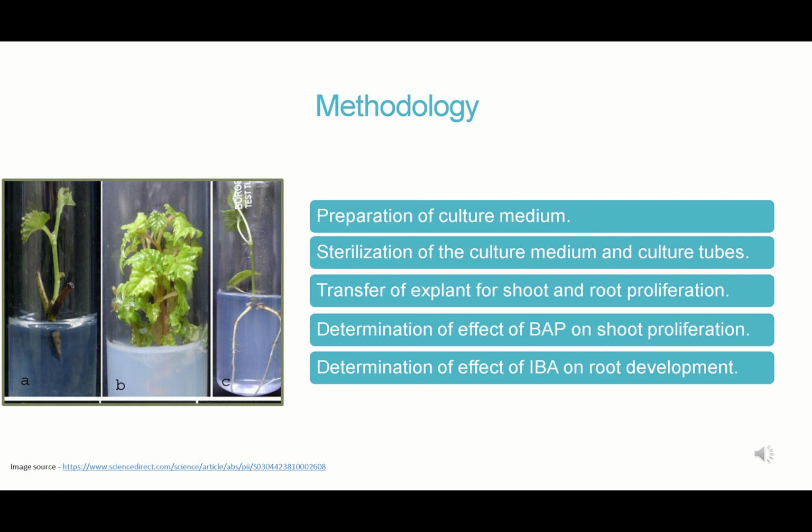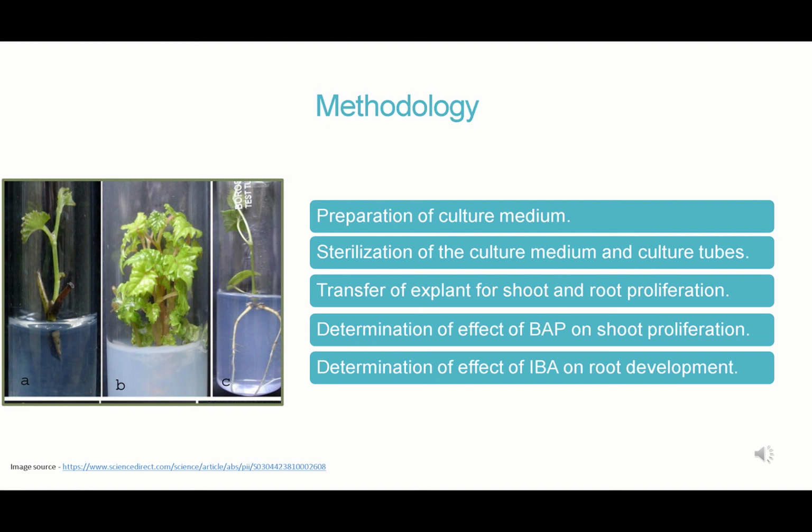Let's see about methodology in this slide. The first step is preparation of culture medium. In this step, all the required macronutrients, micronutrients, and the growth regulator stocks will be prepared for both the MS and oral medium. The second step is sterilization of the culture medium and culture tube. This step is very important to avoid microbial contamination in the culture. The third step is transfer of explant for shoot and root proliferation.